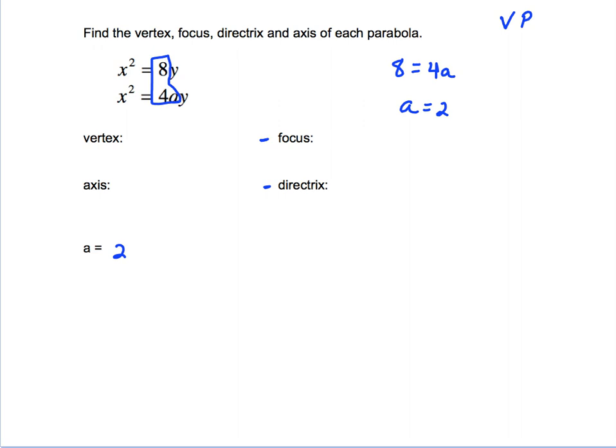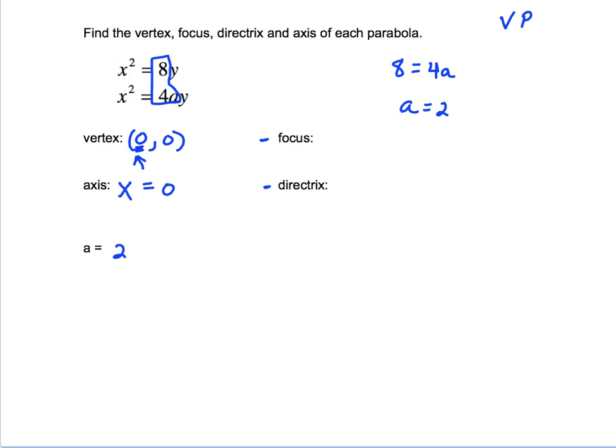Now go back to the vertex. Notice there's no parentheses, there's no x minus h or y minus k, so your vertex is 0, 0. Which means my axis is very easy. It is x equals that, 0. X equals 0. And the reason we're using that number is because that is the x coordinate of my vertex. Be sure you type or write in x equals 0, don't just put 0.